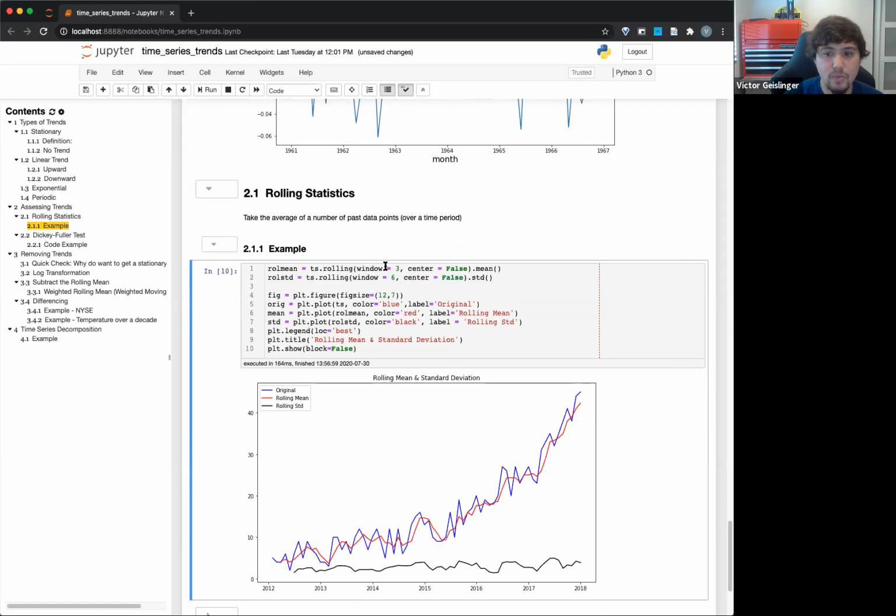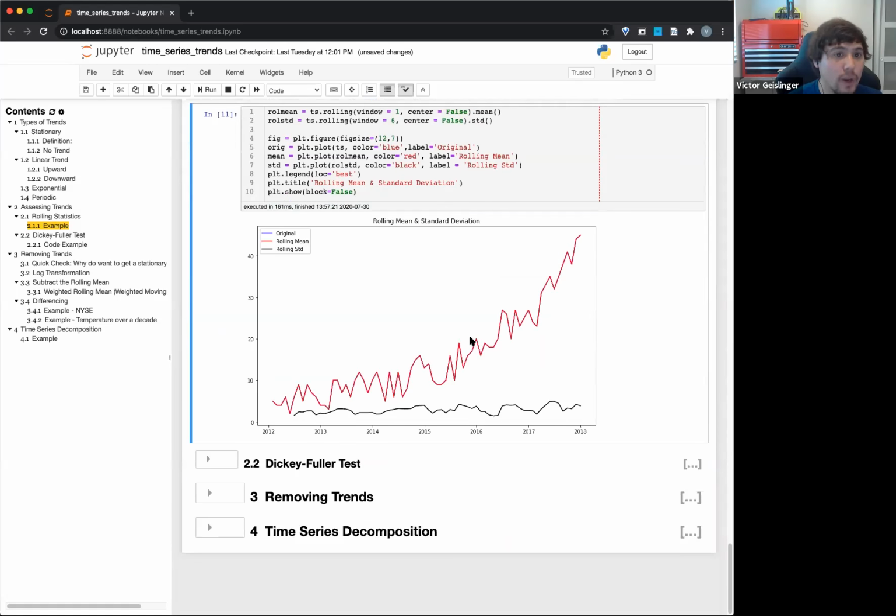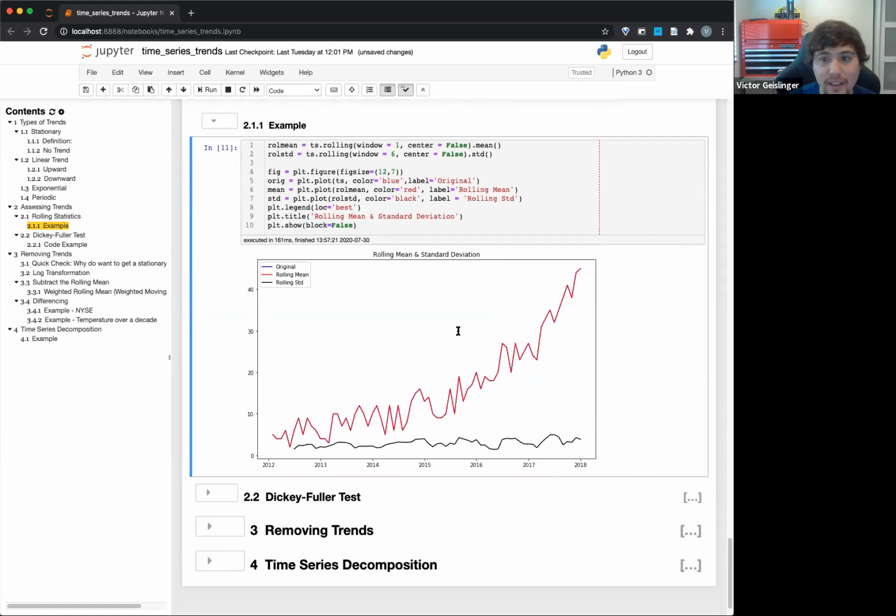What happens if I change this window to 1? What would that end up looking like for the red? The same as the blue. I saw Andy and Mike both unmute themselves too, so you guys are probably thinking the same thing. That's exactly right, because it's literally just 1 point, so of course it's going to be the same.